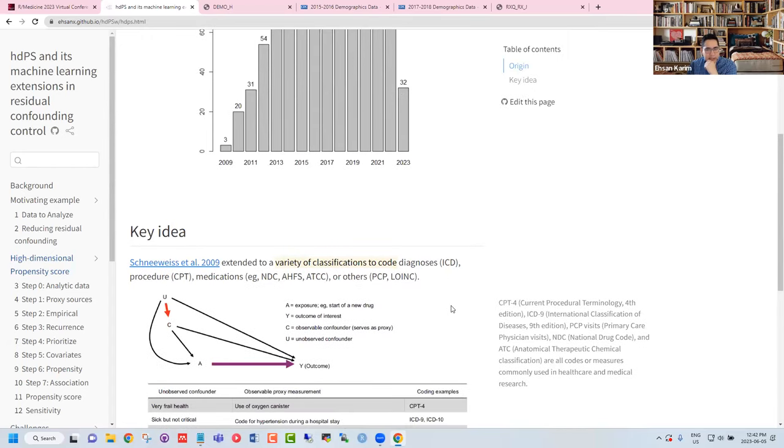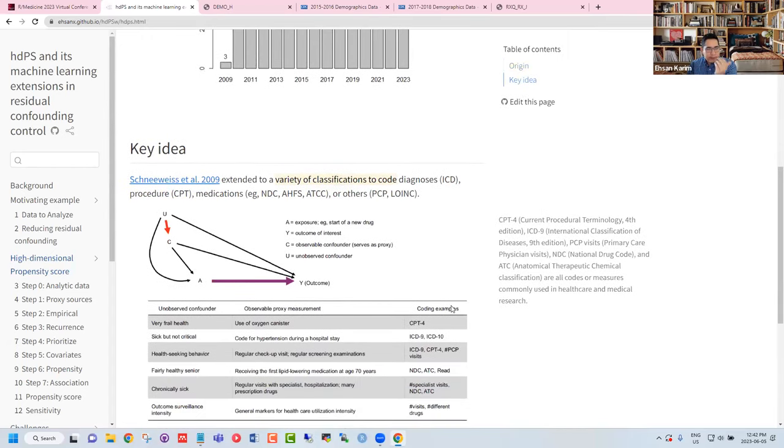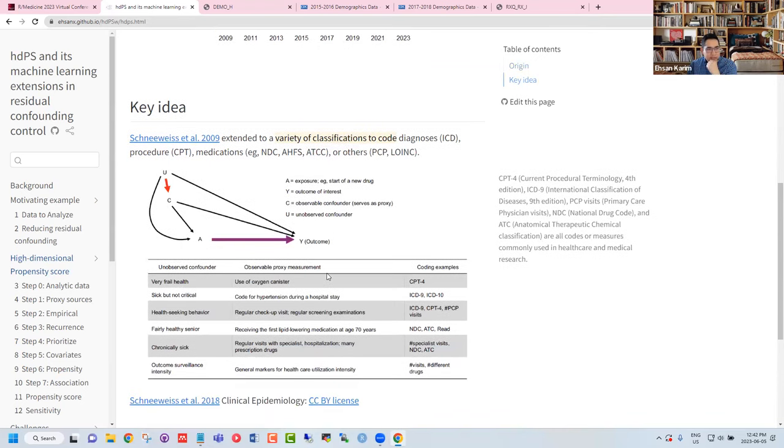And the key idea that this paper gave, the Schneeweiss paper gave, is that we basically need to have some proxy variables, and we also have access to a lot of these ICD-9 and 10 codes. Specifically, their implementation was more about administrative data. Because administrative data are usually not open, that's why we are using the enhanced data. But in both of these data sources, we have additional proxy information available, right?